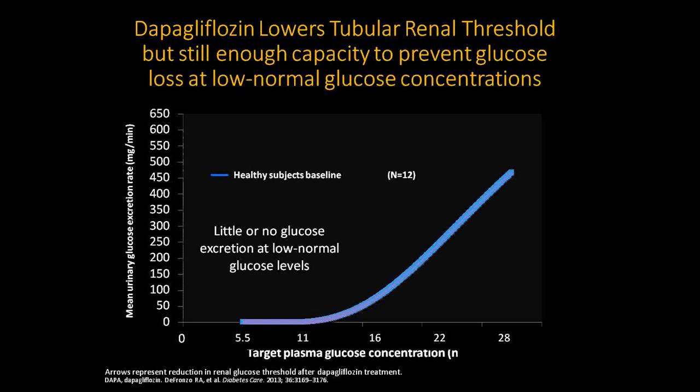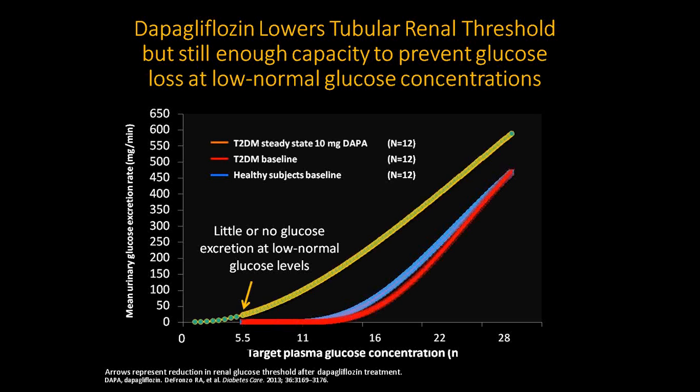And the reason that it does not cause hypoglycemia is shown here. So here are healthy subjects whose sugar levels range from 5 up to 22 if they're increased. And you only see glucose ending up in the urine when you're above 11. Next slide. Keep going.